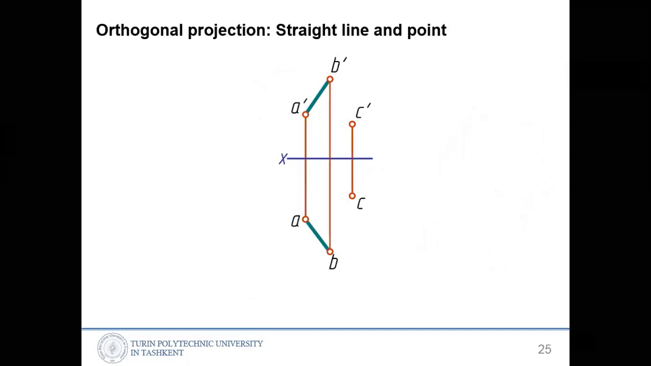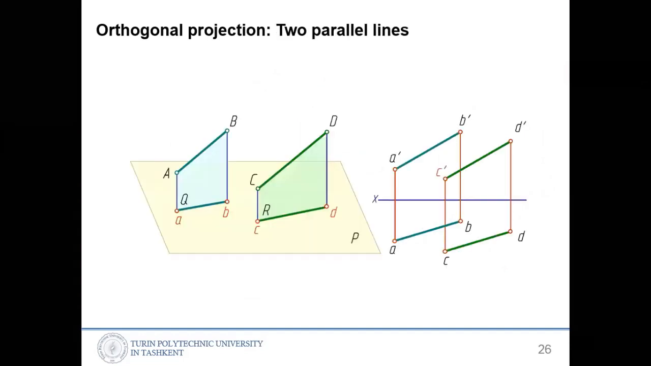If you connect A and B, you can generate one line, and one point is given. Two parallel lines can be given like this. This is in 3D space, with capital characters: A, B, C, D capital. Those are in 3D, and their projections are these. Those are the projections.